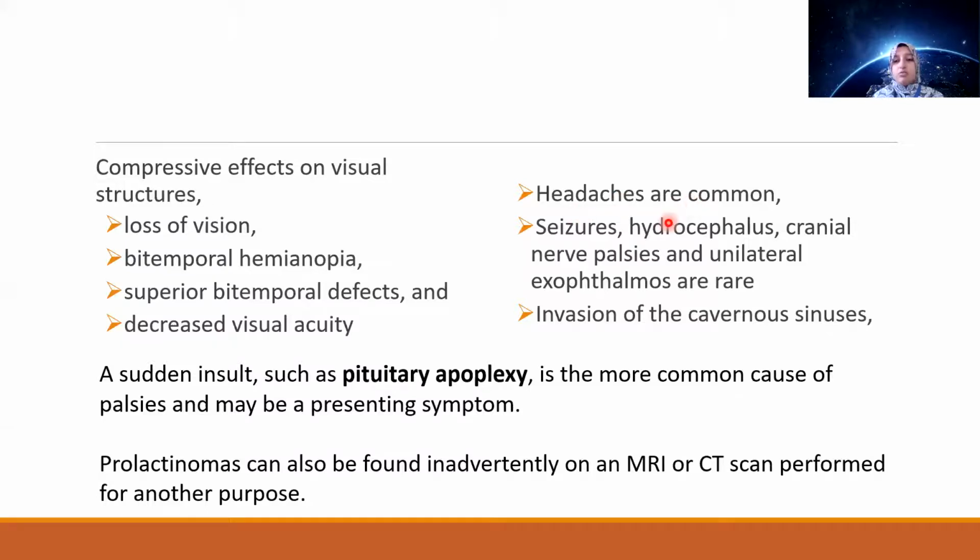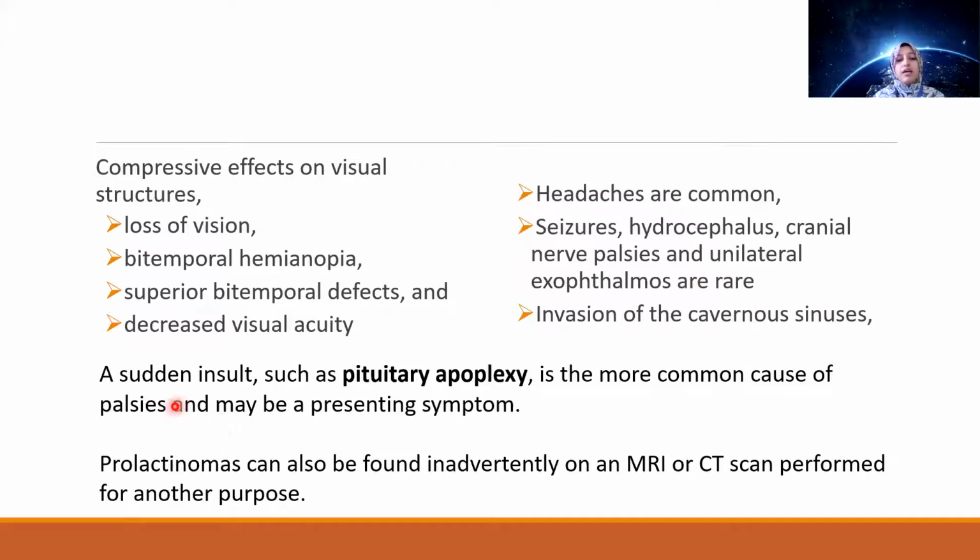Then there can be headaches, which are common with large tumors. Seizures can happen, hydrocephalus can occur, cranial nerve palsies, and unilateral exophthalmos. They all can occur, but they are very rare. And invasion of the cavernous sinus can also take place, and that can result in cranial nerve palsies, rather than the effect of the tumor itself.